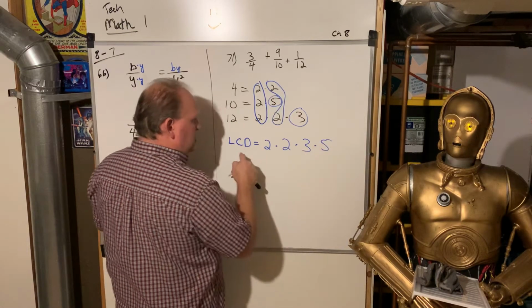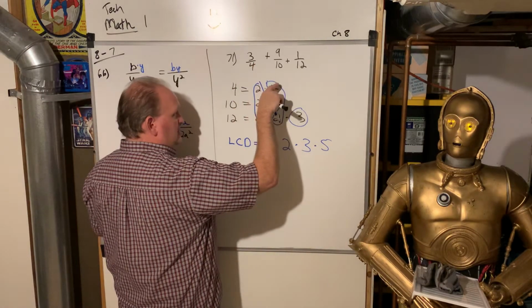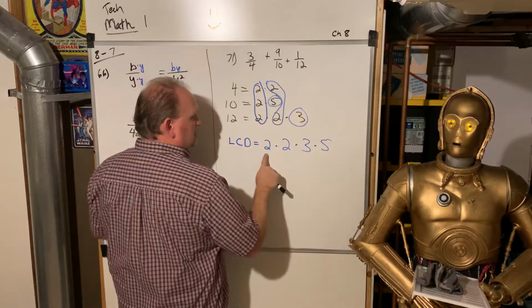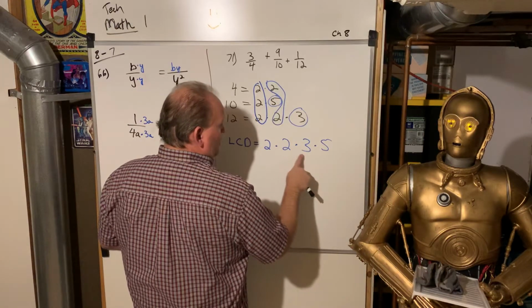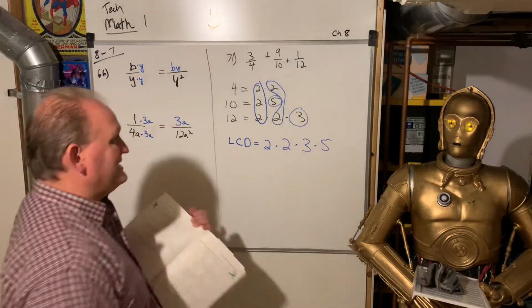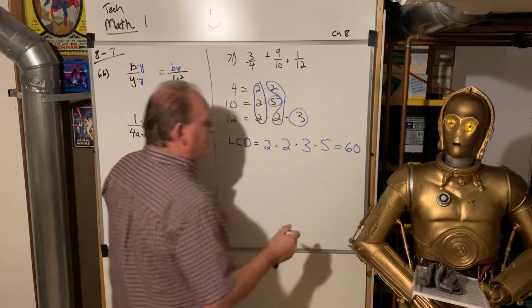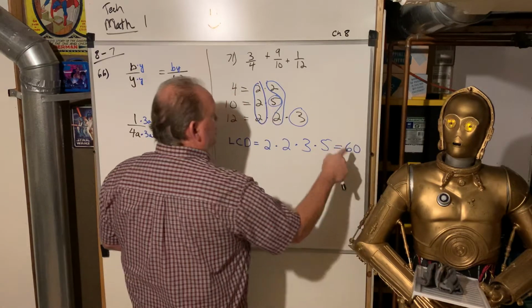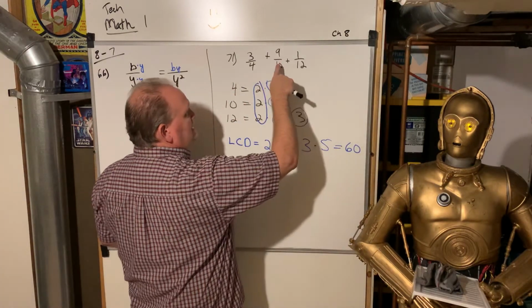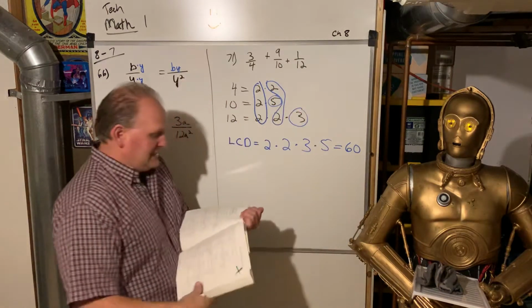And that should be the lowest number that 4 goes into, that 10 goes into, that 12 goes into. So let's see, what is that? That's 4 times 3 is 12, and then 12 times 5 is 60. So 60 is my LCD. 60 is the lowest number that 4 will go into, that 10 will also go into, that 12 will also go into. It is 60.